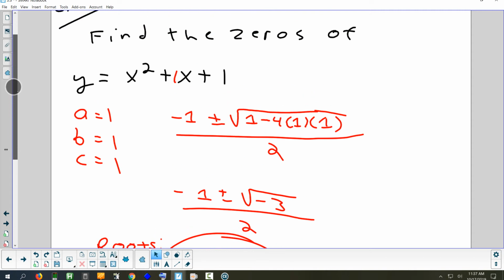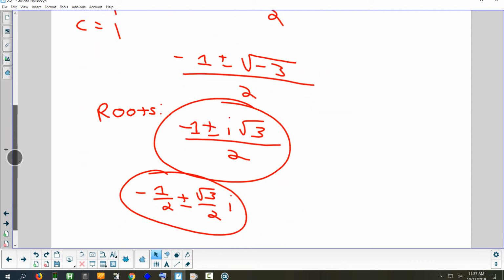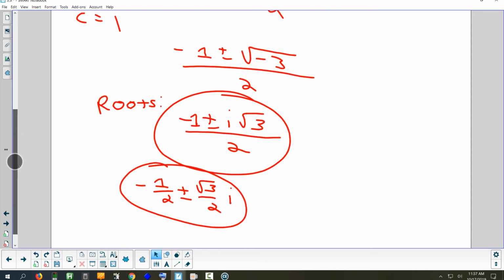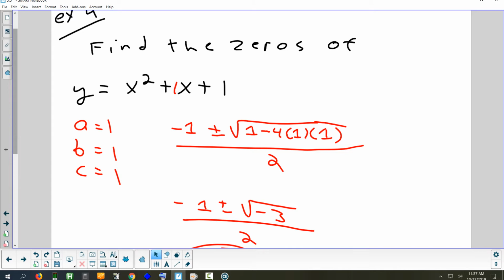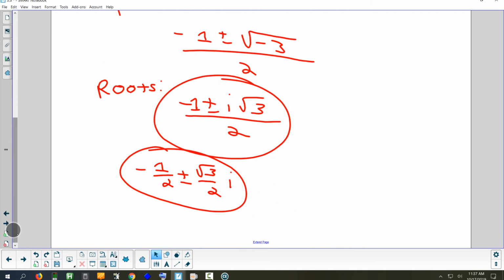Okay. Questions on finding the roots there? And if we were asked to classify these as real or imaginary, what are these, real or imaginary? Imaginary. Yep, imaginary. So keep those 3 numbers in mind. 1, 1, 1. Just remember those.